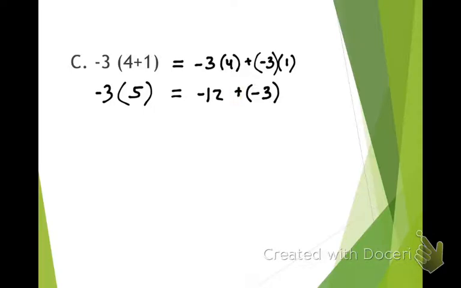So, Alex, keep going. Starting from the left side, what's negative 3 times 5? Negative 15. And what's negative 12 plus negative 3? Negative 15. Does that equal each other? Yes. Very good job. Give yourself a mini check mark. Any questions on how he did that?